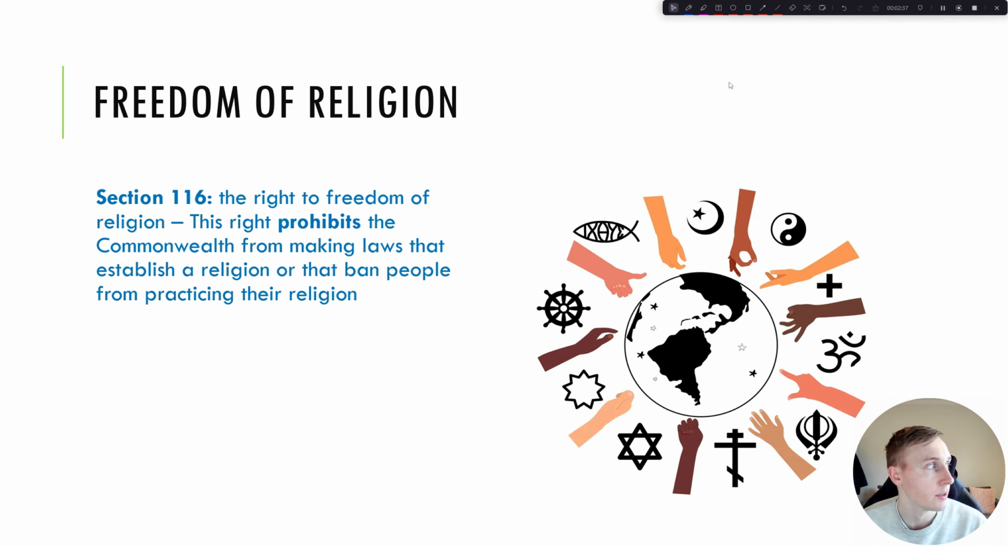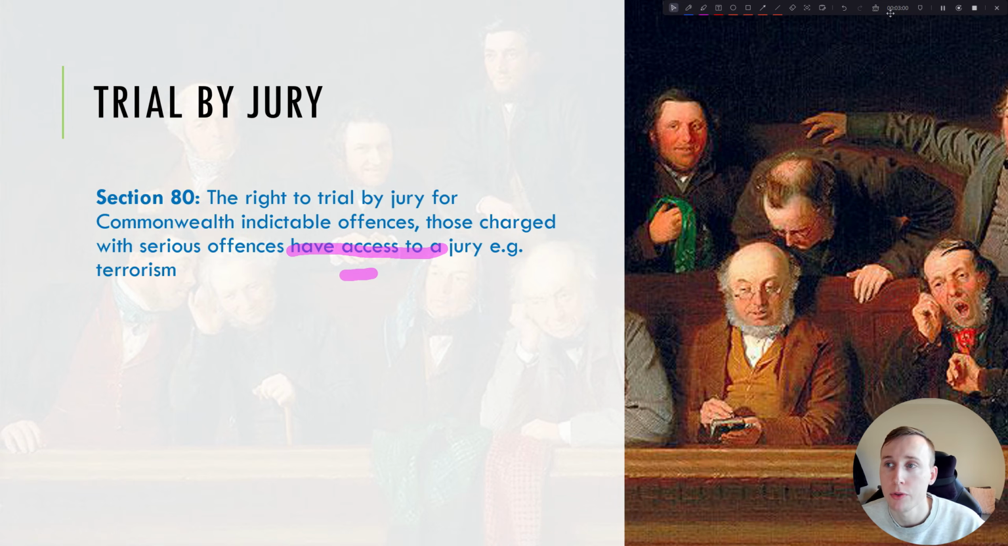Basically, like it says, it stops the Commonwealth from imposing a religion on you, from forcing you to follow a religion, or from not allowing you to follow a religion. And it basically prohibits the Commonwealth from making laws that maybe establish a statewide or Commonwealth religion or banning religion. So pretty straightforward. Next example of an express right is trial by jury.